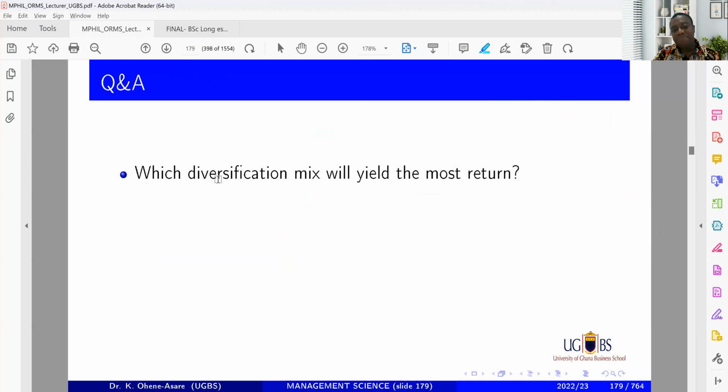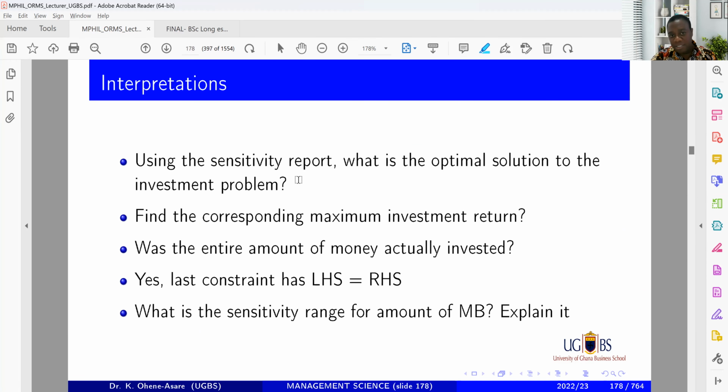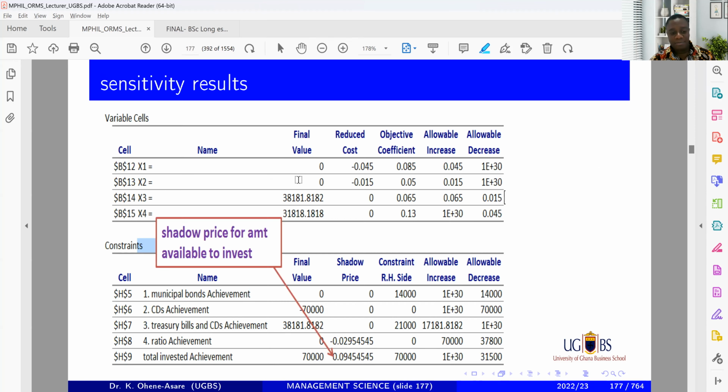Which diversification mix will yield the most return? Look at the question. So look at the diversification mixes. We have 1, 2, 3, 4, 5. Which diversification mix will yield the most return, the most combined forces of return, Rebecca?